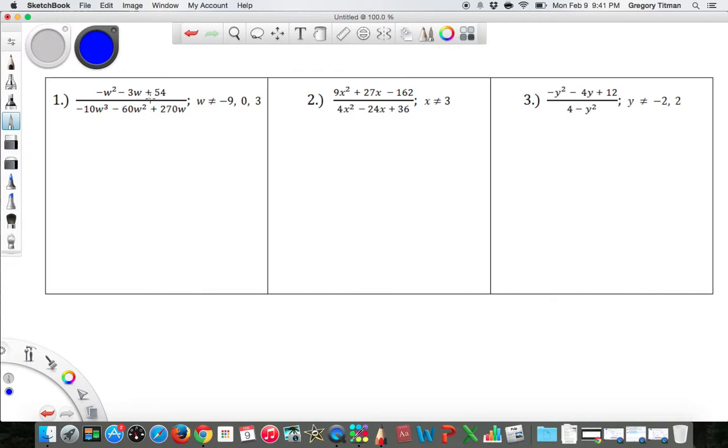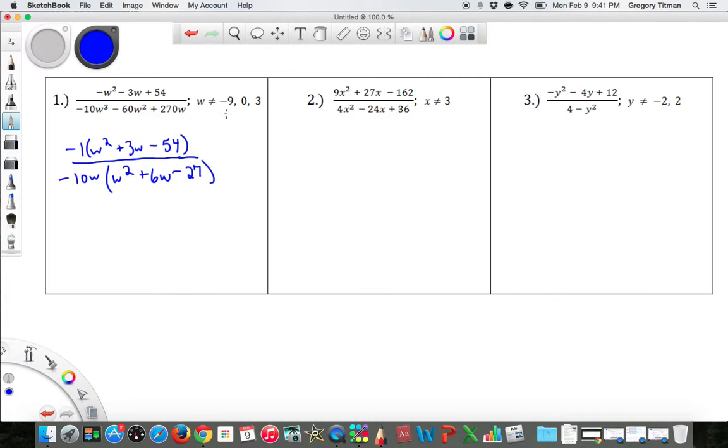So here we go. In the numerator here, the first thing I'm going to do is factor out a -1 so that the first term is positive. So -1 times w squared plus 3w minus 54. And in the denominator, the first thing I'm going to do is factor out a GCF. Again, I want that first term to be positive, so I'm going to factor out a negative. They're all divisible by 10, and they all contain at least one w, so I can factor out a -10w. If I factor out a -10w, I'm left with w squared plus 6w minus 27.